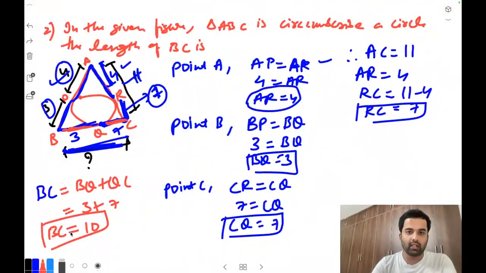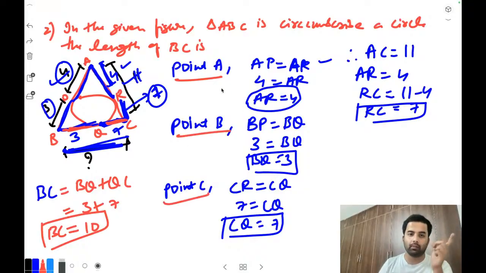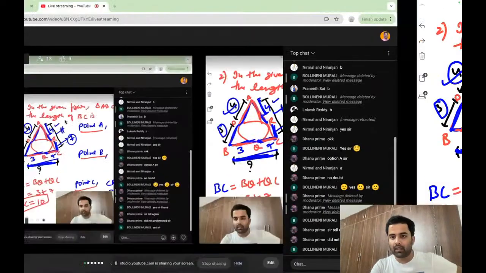Anybody have a doubt in this one? What we did is a real concept that we're going to use: from a single point, two tangents drawn to a circle will be equal. That we did, and for all three points we did the same way. We got the values. Is it okay?